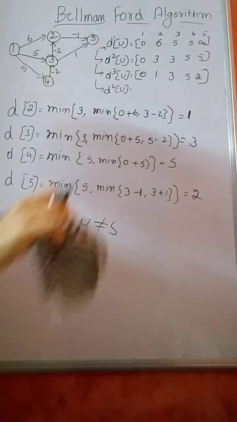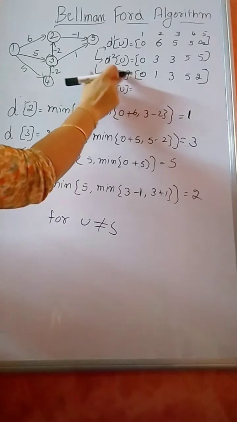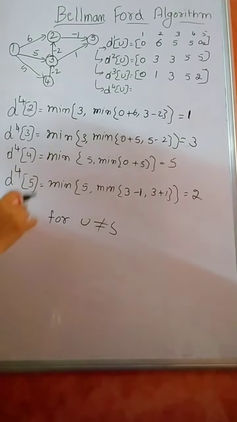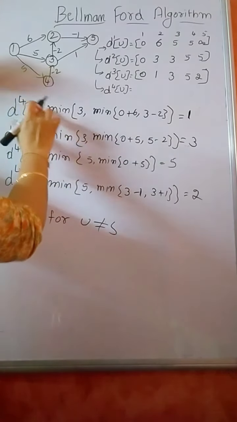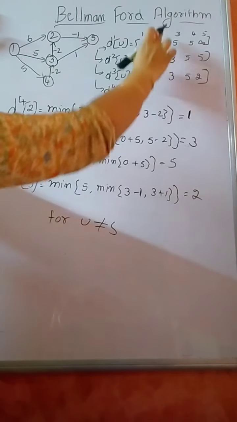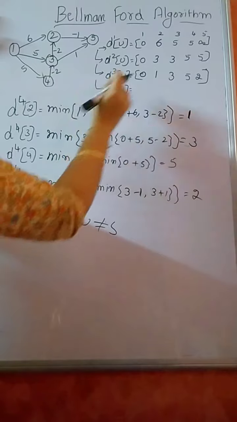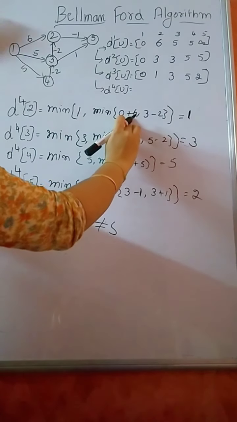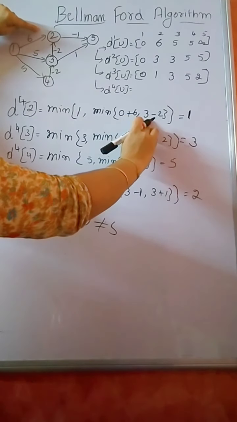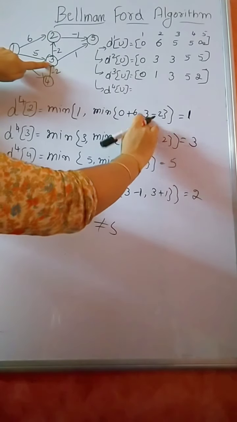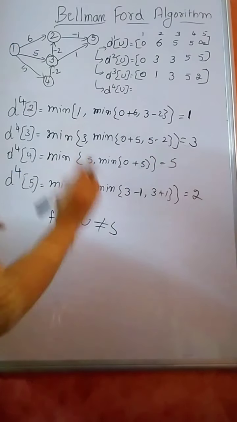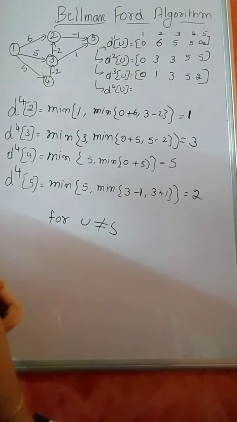Now for the next iteration I have to use D3 of the U. So to the 2, what is the previous distance to the 2? It is 1. Then minimum of 2 incoming edges. Previous distance to the 1 is 0 plus 6. Fine. Then previous distance to the 3 is 3 only, 3 minus 1, so it is 2 only. So minimum is 1. So again there is no change for that.